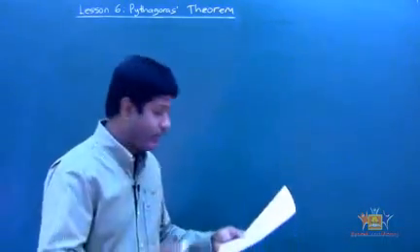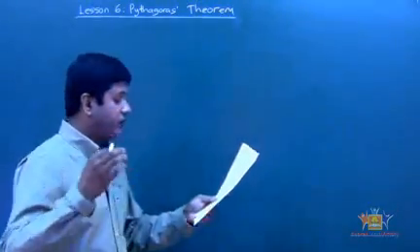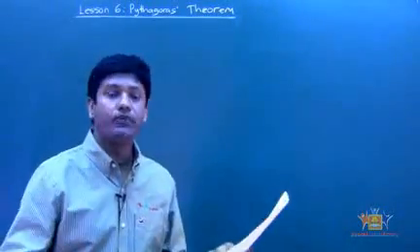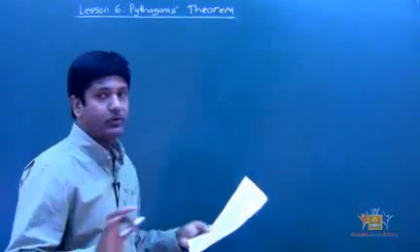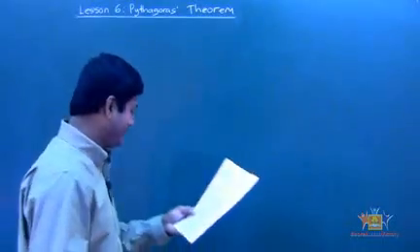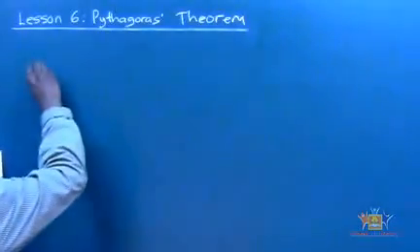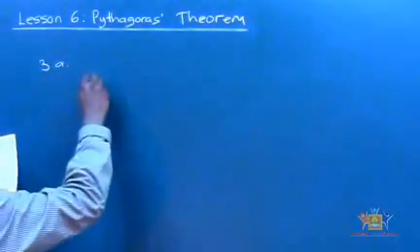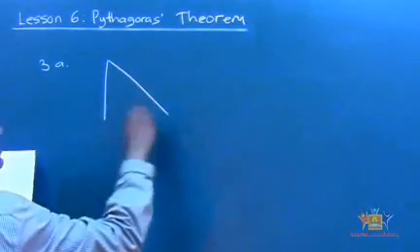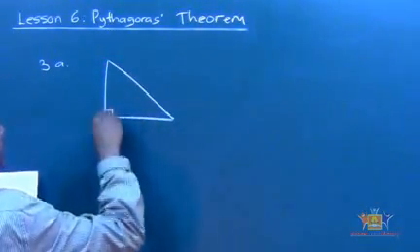Ready for problem number 3? Okay, let's do problem number 3. Problem 3 says find the value of the unknown. Okay, unknowns. Alright, so it says no calculator. Alright, we're not going to use the calculator. Okay, let's do 3a. Okay, 3a, you're given a right angle triangle. Very important. It's a right angle triangle.